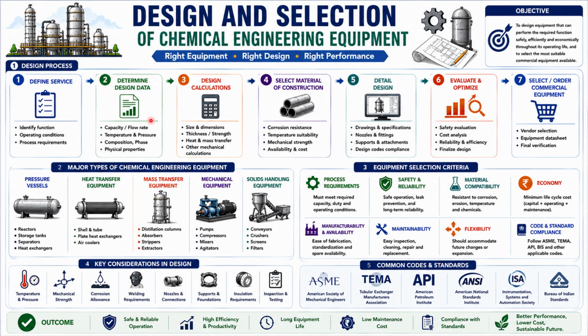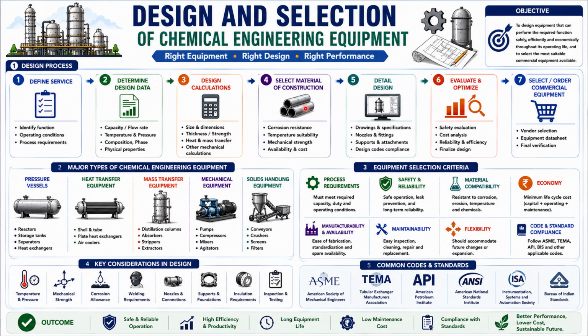Then we determine the design data. Okay, then on the basis of whatever equipment you need, we design that equipment. For designing that equipment, we do various calculations: size and dimension, thickness, heat and mass transfer, process calculation, and everything. Once that is done, then we select the material of construction. What should the material of construction comply with? It should be corrosion resistant, with temperature suitability, mechanical strength, workability, and cost. So these are a few things that we need to take into consideration.